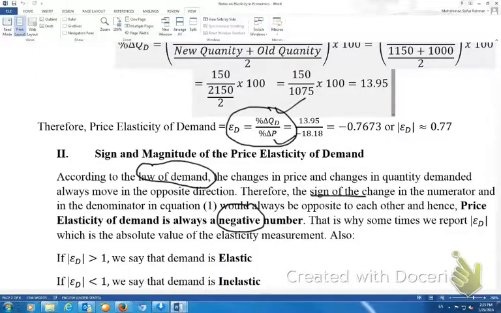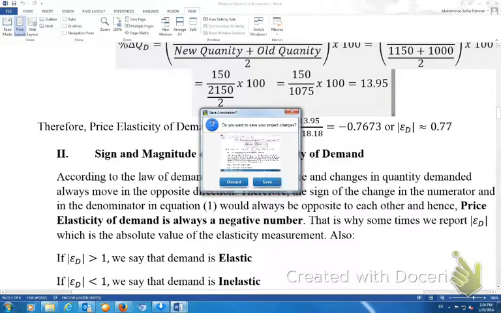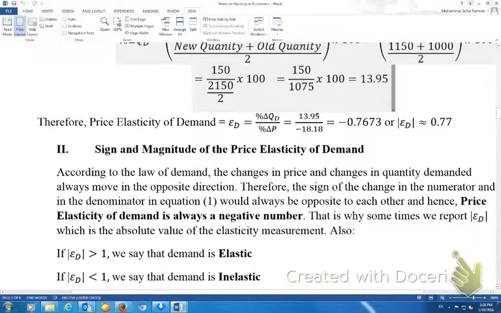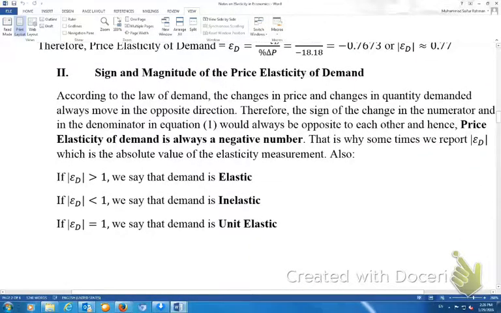Also important is the magnitude of the price elasticity of demand. In order to understand the magnitude, we only consider the absolute value of the price elasticity of demand. If the absolute value is greater than 1, we say that the demand is elastic. If it is less than 1, we call it inelastic. If the price elasticity of demand is equal to 1, we say that the demand is unit elastic.